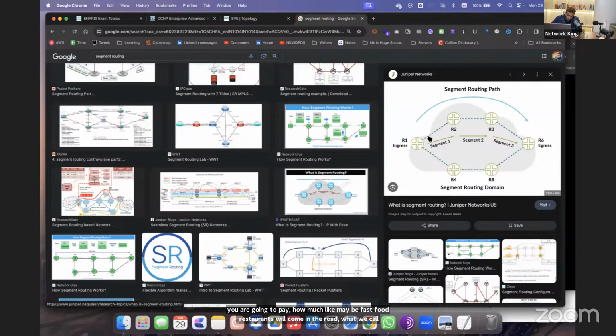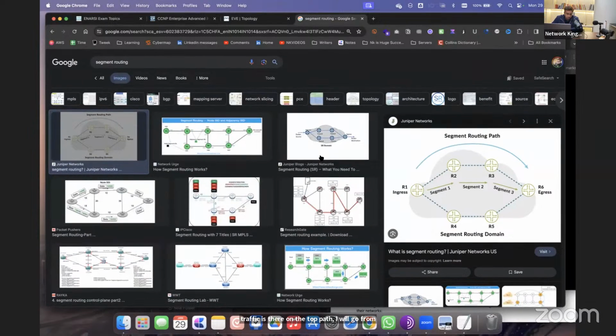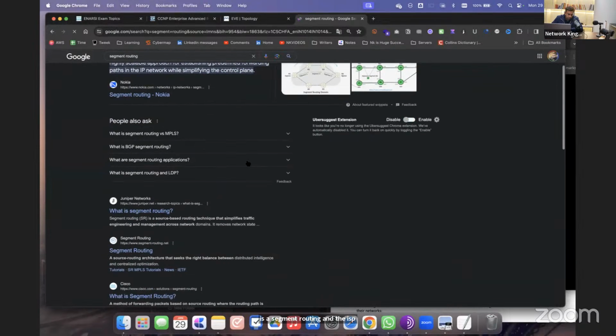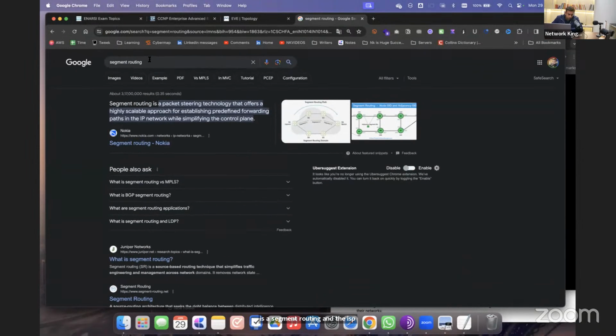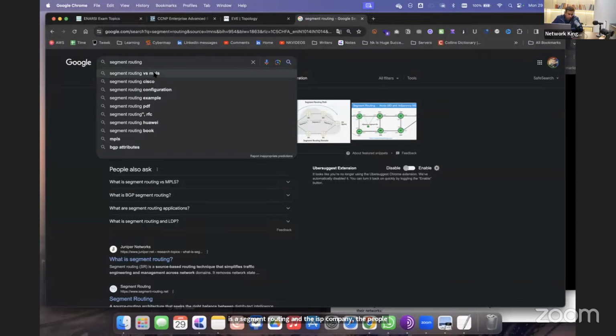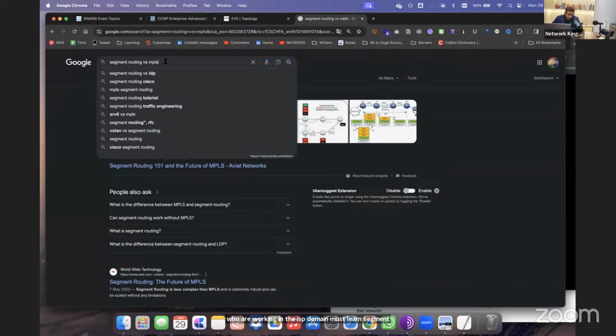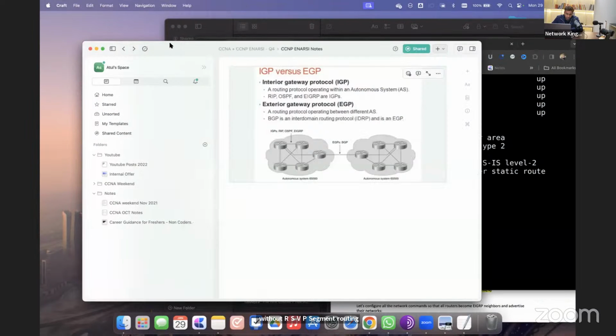Okay, that I want to go from this side. If the traffic is there on the top path, I'll go from another path. So it's a very advanced thing, which is segment routing, and the people who are working in the ISP domain must learn segment routing after MPLS. Without MPLS, without RSVP, segment routing is tough to learn. Okay. So just ignore it if you are new. I was just talking about the latest thing.